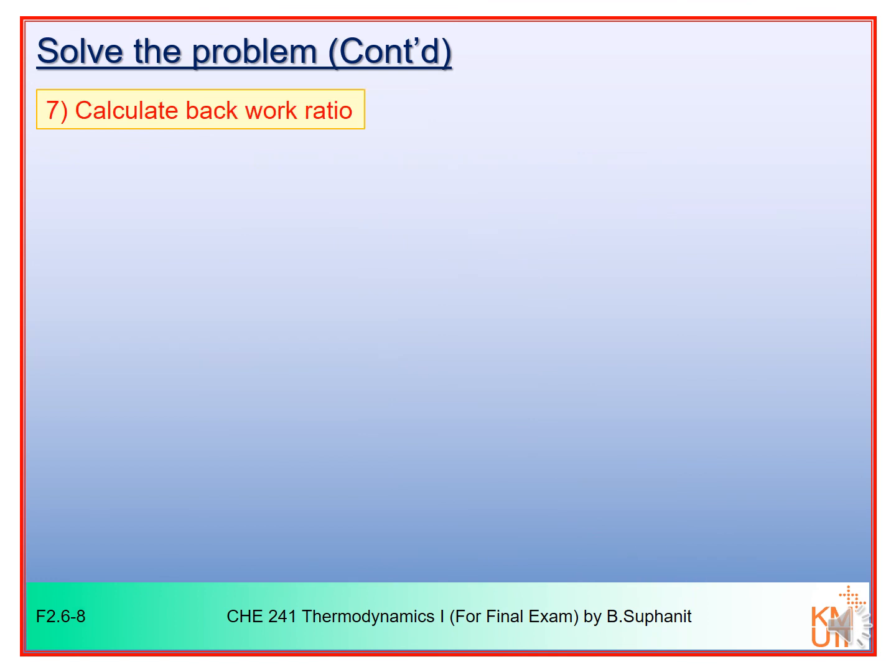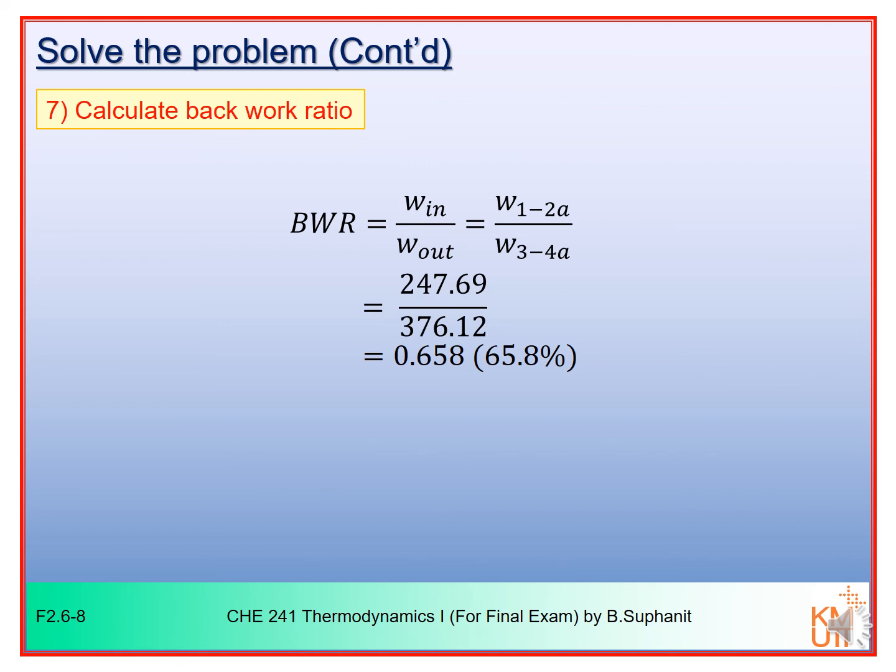Finally, the back work ratio is calculated from W in divided by W out. In this case, the back work ratio is 65.8%, which is higher than that of the ideal Brayton cycle at 44.8% from the previous example. It means that more work from the turbine is spent in the compressor in the actual gas turbine cycle. The actual gas turbine cycle is therefore less efficient than the ideal Brayton working under the same temperature range.